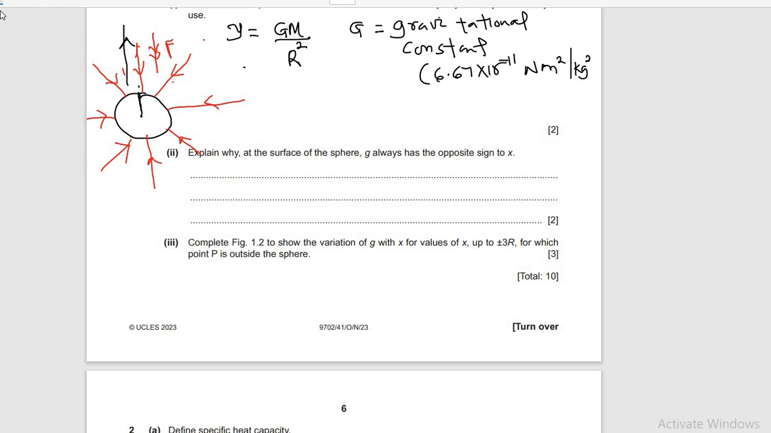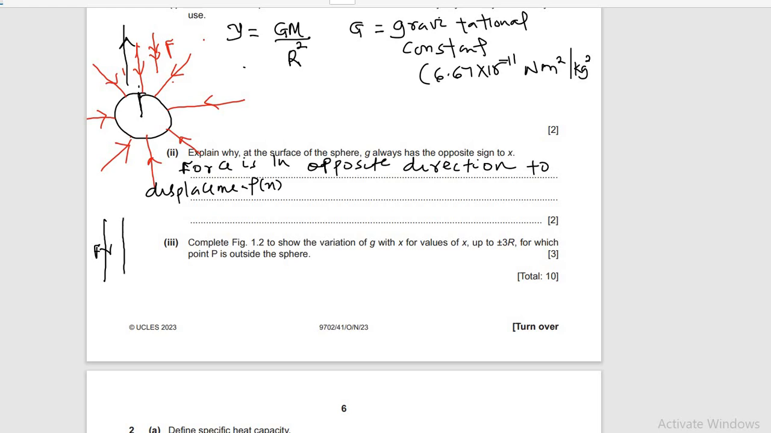So the force is in the opposite direction to displacement x. Force increases downward, distance increases upward. They're in opposite directions to each other. That's why it's negative. It's 2 marks, 2 points.